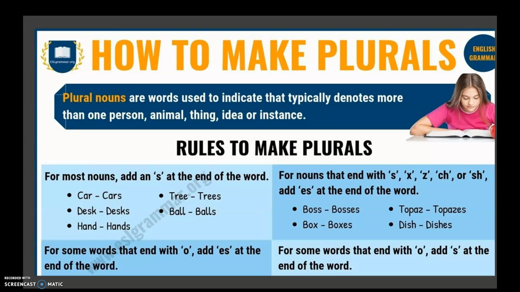For nouns that already end in s or a sound like s, you add es. So s, x, z, ch, and sh, all of those have an s sound. So we're going to add the es to differentiate between the different s's. Otherwise, it just gets a lot of s's. So boss becomes bosses because boss would just be really difficult to understand. Box becomes boxes because boxs just doesn't really work. Same with topazes, dishes. And then there are some words that just end with o and you only add s.